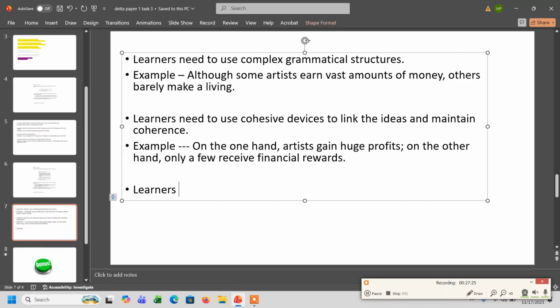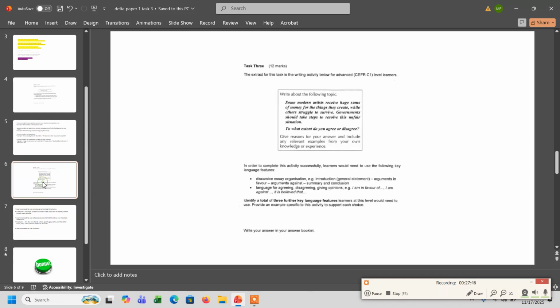Wait, what am I talking about? Wait, where was I? Sorry. Learners need to use inversions. Yes, because they are C1. Let me check first.